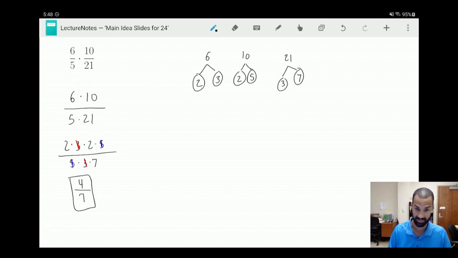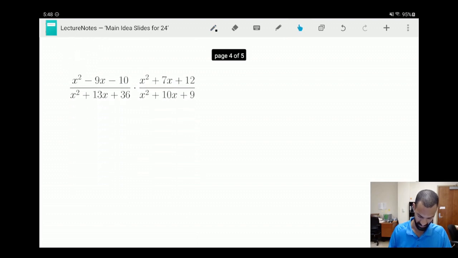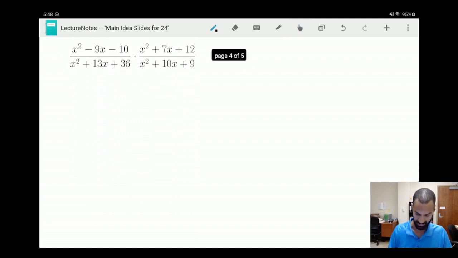Again, keep in mind the resulting fraction, the product. Keep in mind what we're doing here, the strategy. Write it in terms of its factors so that things will divide out. That's the goal. So here's an ugly problem. Let's work through it.